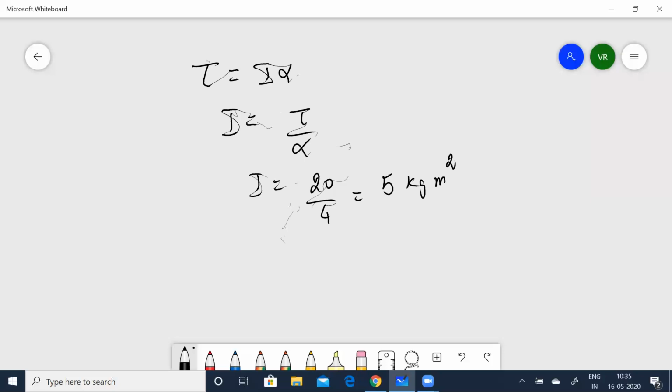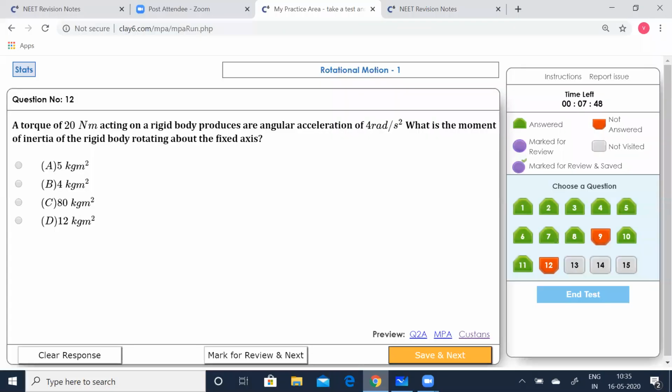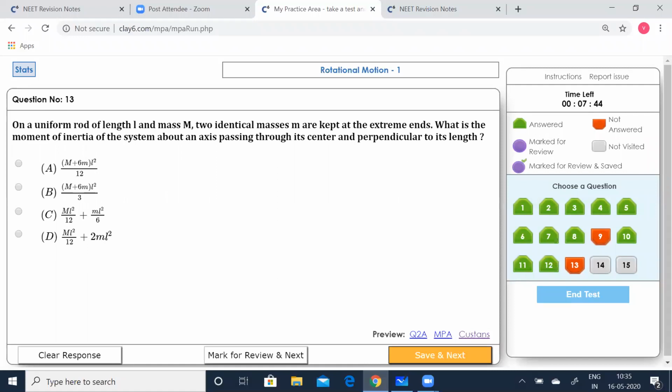Let's see which option is correct. First option is correct. Save that. Go to the next. 13th.